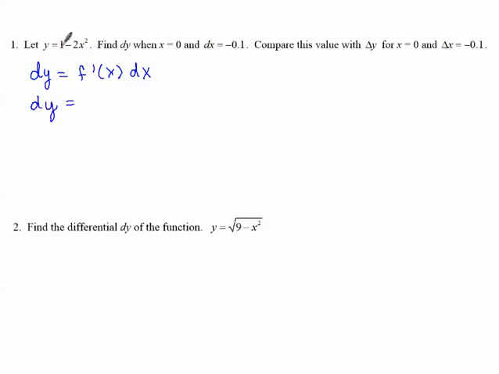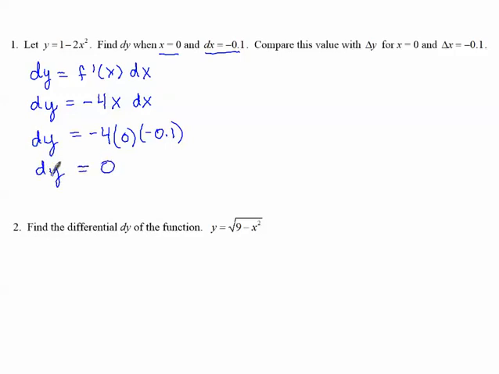So dy equals the derivative of y, which is negative 4x, times dx. So dy equals, with x equals 0 and dx equals negative 0.1 plugged in, negative 4 times 0 times negative 0.1, and that makes 0. dy equals 0. The differential for y is 0.